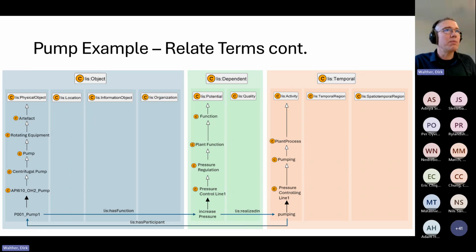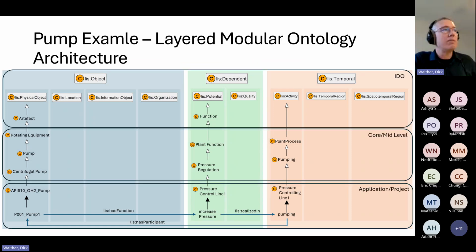Now, what do we do? We want to end up with our modular ontology architecture. So we put the terms into ontologies. So we find that the top level is already contained in IDO, so we don't touch IDO, we don't change IDO. IDO is standardized, and if you want to change IDO, you need to engage with ISO. So IDO is basically stable, and that's a good thing.